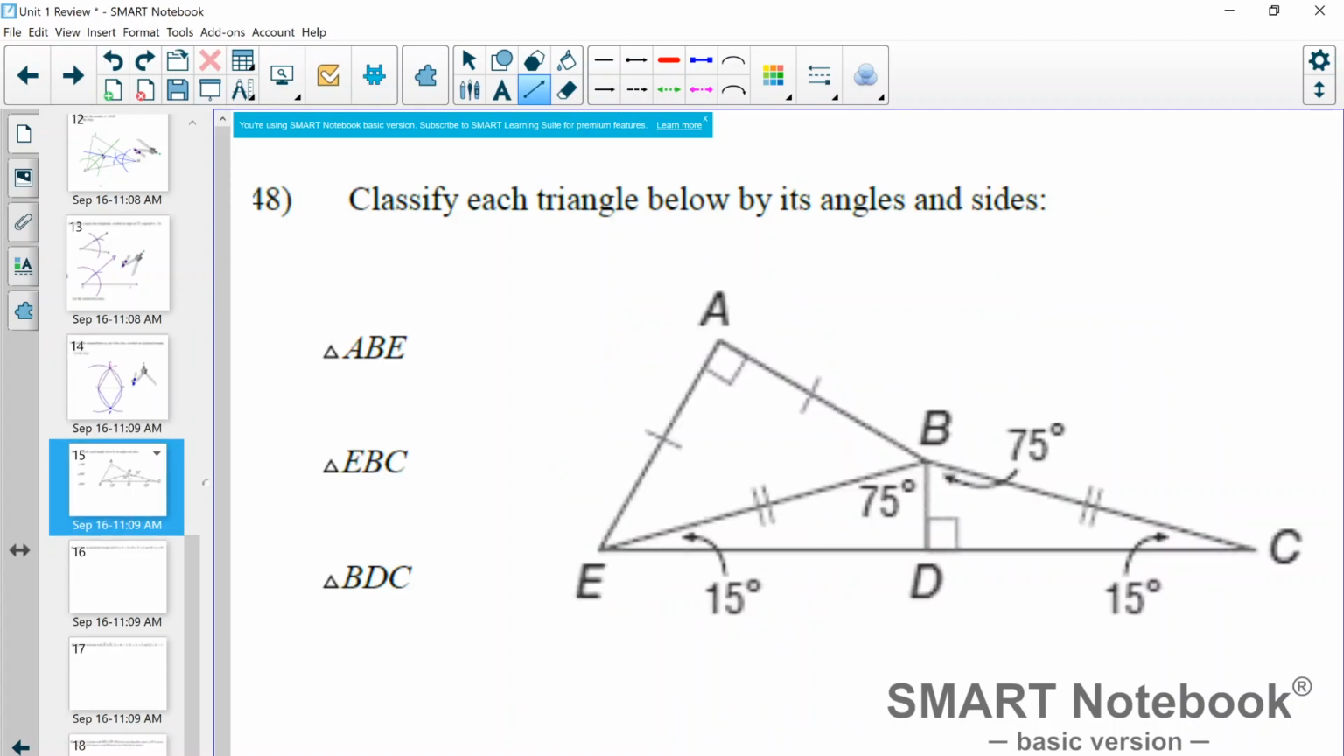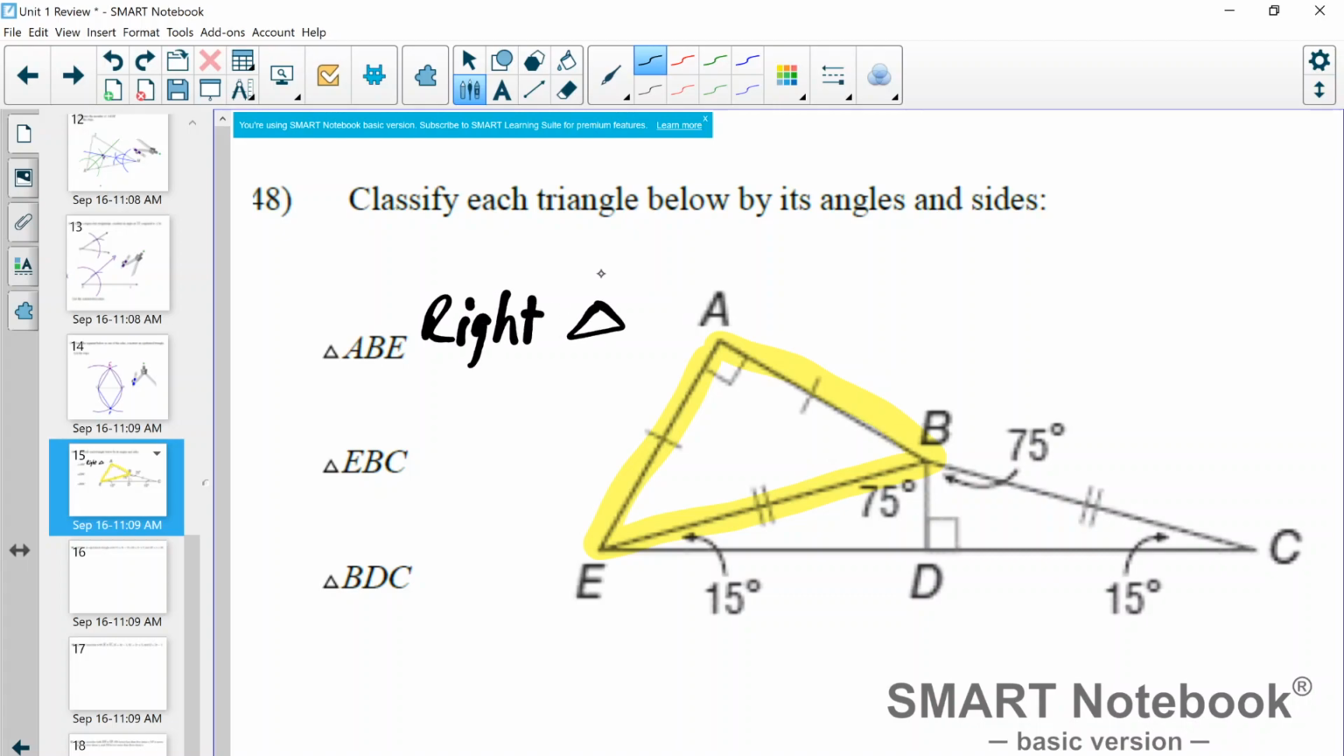Number 48 here, we have to classify each triangle based on its angles and sides. So we have to look at what we're given. Triangle ABE. So this triangle here is the one we're looking at. Start at A, go to B, go to E. So there's the triangle. So I have to look at the markings. So based on angles, I take a look. I see I have a right angle in the corner where A is. So based on its angle, we can say it's a right triangle.